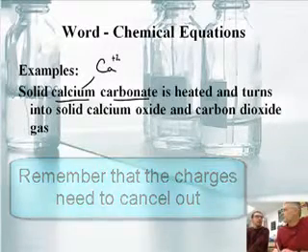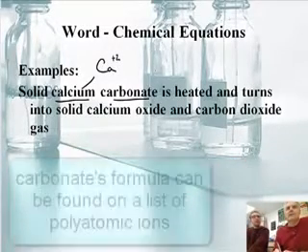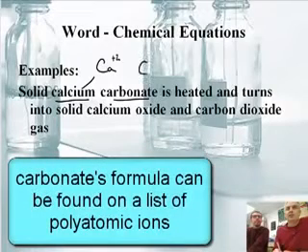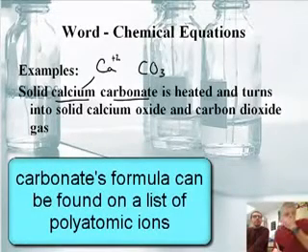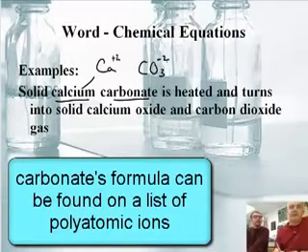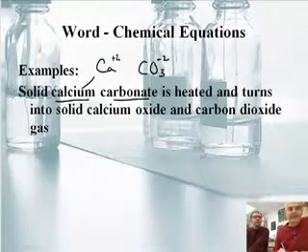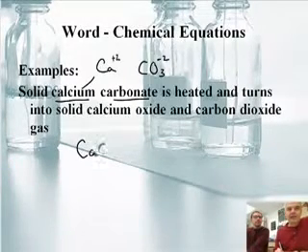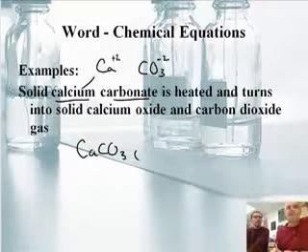And then carbonate. How would you find what carbonate is? That's a polyatomic ion, so I find it on the polyatomic ion list. That's CO3, and we have it memorized, -2. Do the charges add up to 0? They certainly do. So it's CaCO3, solid, because it said so.